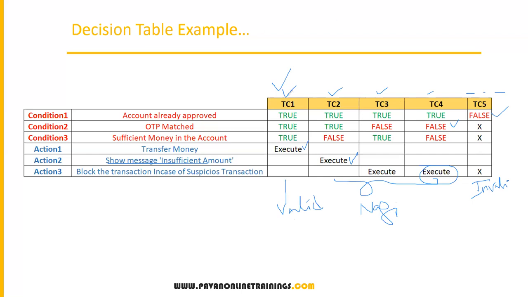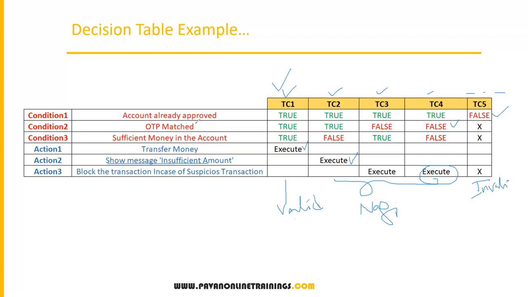Based on this table, we can prepare the test cases by which we can conduct the testing. Here we covered all the combinations. The account is already approved, but OTP is not matched and sufficient money is not there, then what action should be performed? Similarly, account approved, OTP not matched. Account approved, OTP matched, but insufficient money. So by using this decision table, we can cover each and every combination.